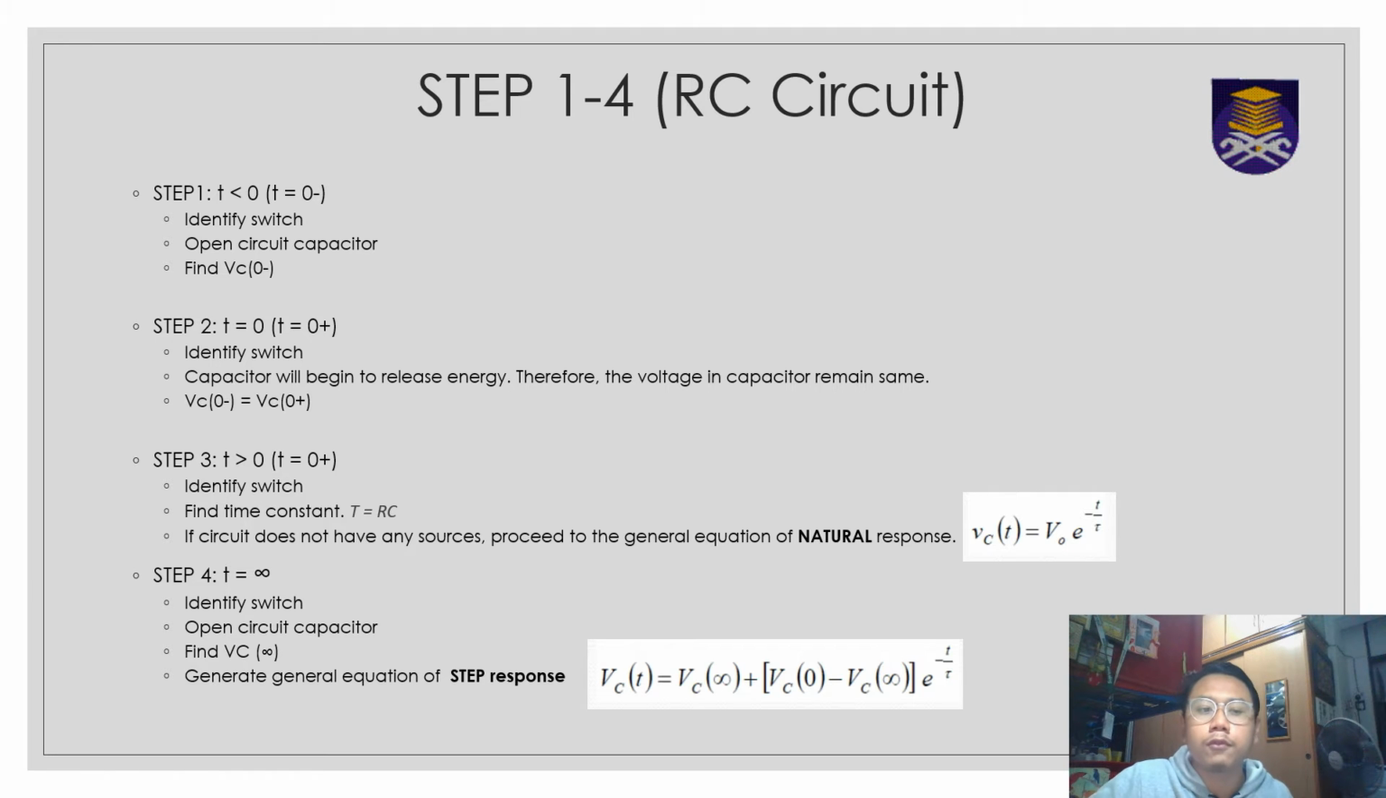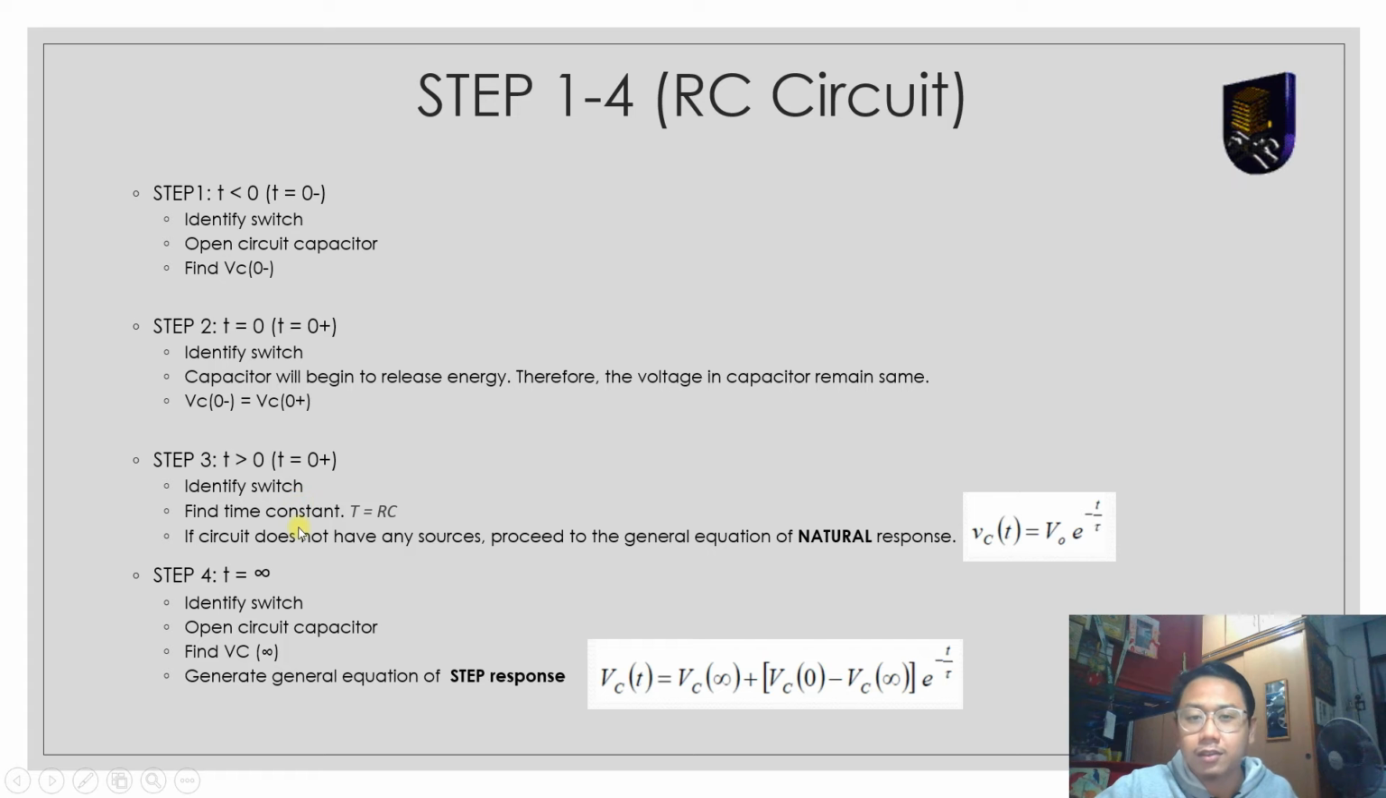So next, we move to step 2. In step 2, t is equal to 0, that means t is equal to 0 positive. So we need to identify the switch. Capacitor will begin to release energy. Therefore, the voltage in capacitor will remain the same. Therefore, VC 0 negative is the same as VC 0 positive. Step 3, when t is more than 0, that means t is equal to 0 positive.